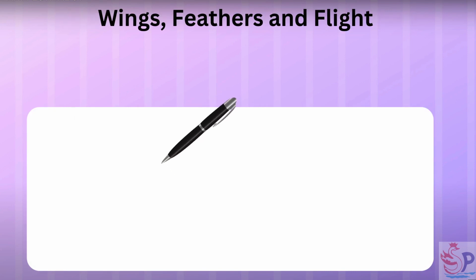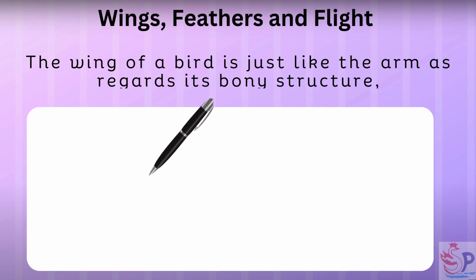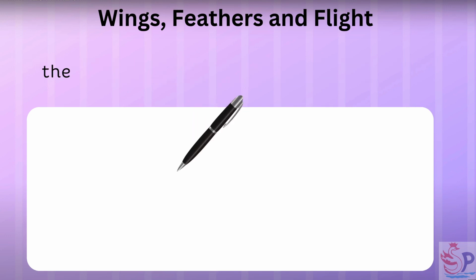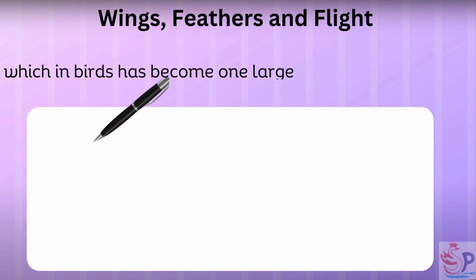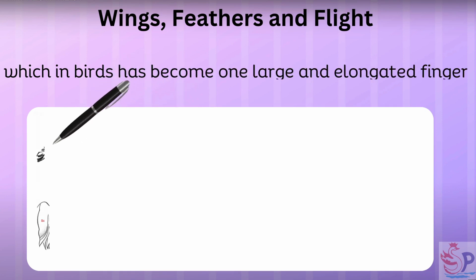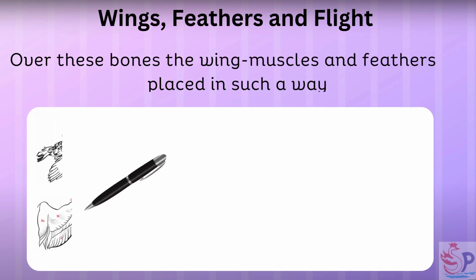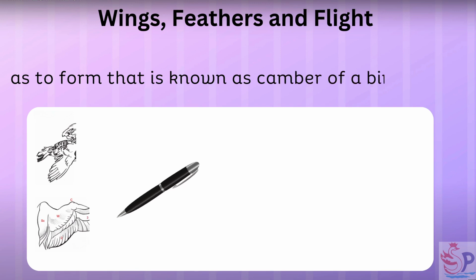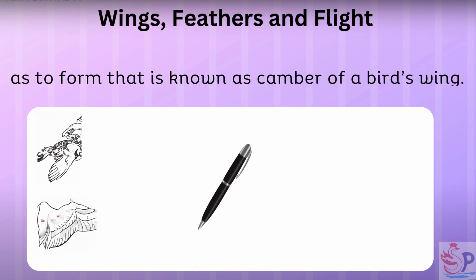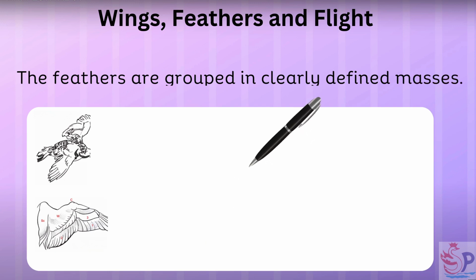Wings, feathers and flight. The wing of a bird is just like the arm as regards its bony structure, the main difference occurring at the hand, which in birds has become one large and elongated finger. Over these bones the wing muscles and feathers are placed in such a way as to form what is known as the camber of a bird's wing.